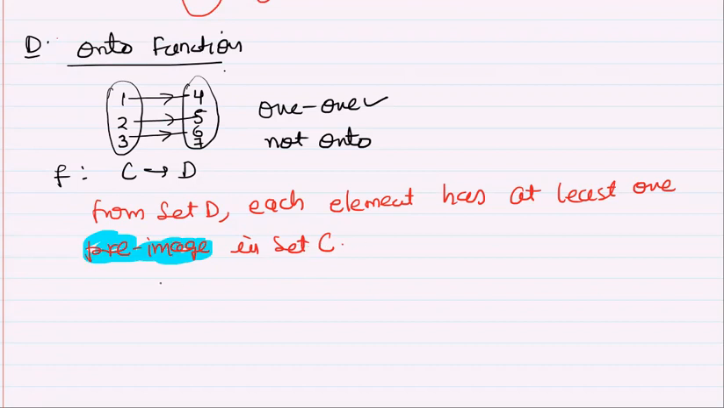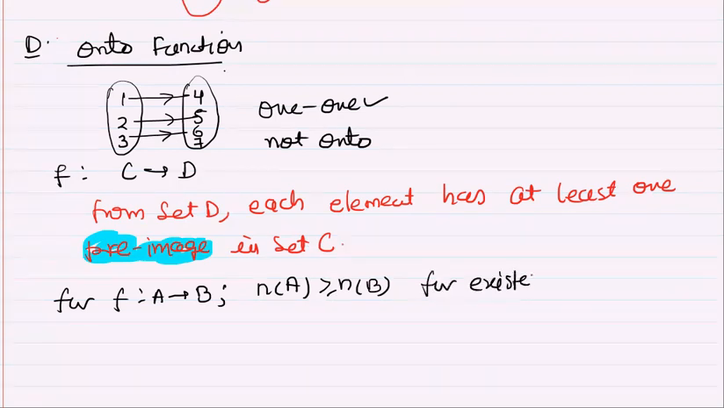So for a function from A to B, n(A) greater than or equal to n(B) is needed for the existence of an onto function.